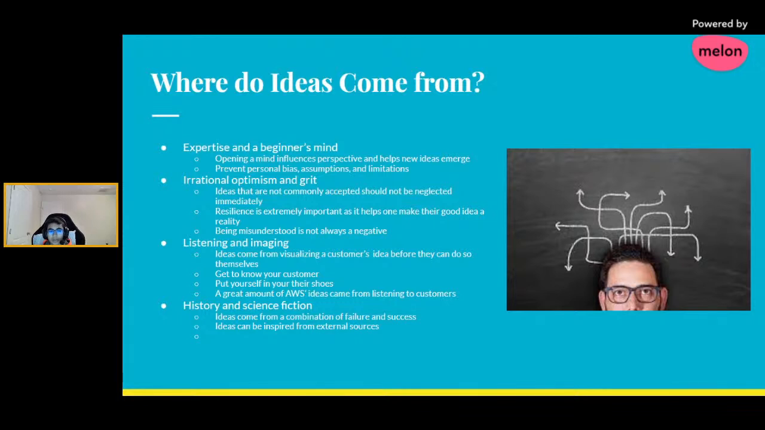So, to do this, you want to get to know your customer. You want to put yourself in their shoes. A great amount of AWS's ideas actually came from listening to customers. History and science fiction. Ideas come from a combination of failure and success. Ideas can be inspired from a lot of external sources.